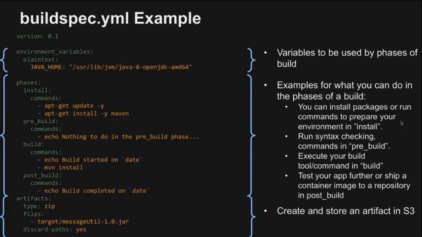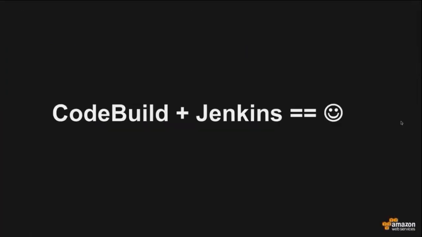And then finally, we have the artifact section. That represents information about where AWS CodeBuild will find the build output and how AWS CodeBuild will prepare it for uploading to the Amazon S3 output bucket. CodeBuild and Jenkins, it makes for happy development teams.